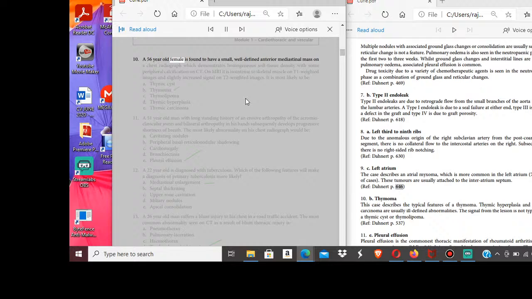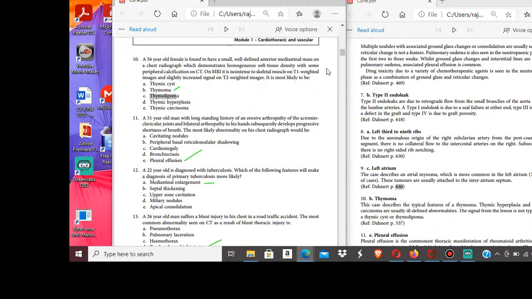10. A 56-year-old female is found to have a small, well-defined anterior mediastinal mass on a chest radiograph which demonstrates homogeneous soft tissue density with some peripheral calcification on CT. On MRI it is isointense to skeletal muscle on T1-weighted images, and slightly increased signal on T2-weighted images. It is most likely to be: A. Thymic cyst, B. Thymoma, C.